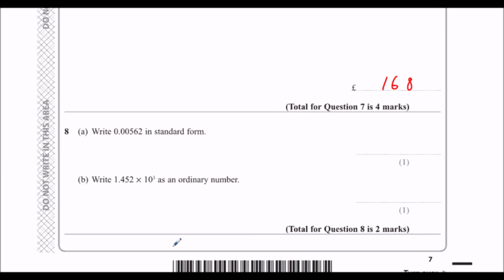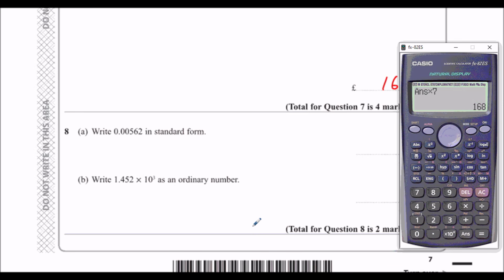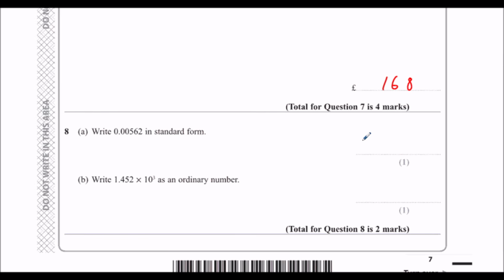Question 8. Write 0.00562 in standard form. So we've got a calculator, and the calculator is actually going to do this for us. So 0.00562, press equals, and we get a fraction, but then the S to D button turns it into standard form. 5.62 times 10 to the power of negative 3.